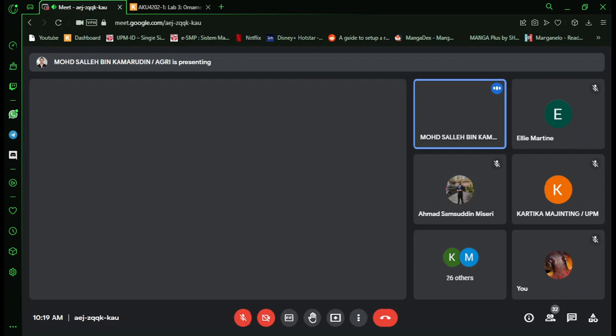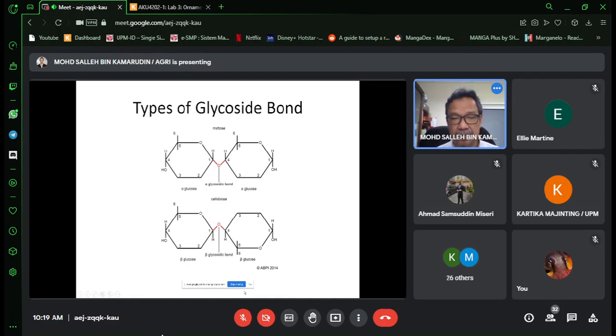Yang ni kita tak tukar. But for the beta bond, 1, 2, 3, 4 ni dia terbalik. Dia flip the glucose tu. Because dia combine dengan beta glucose ya. Alright. Yang ni alpha glucose, yang ni beta glucose, dia jadi lain. Right.